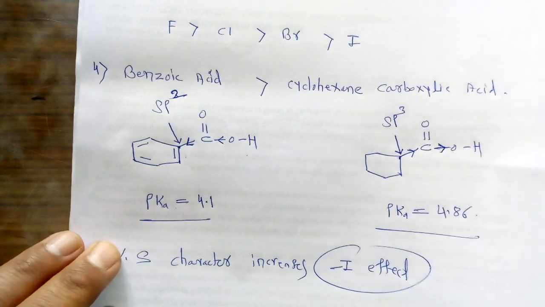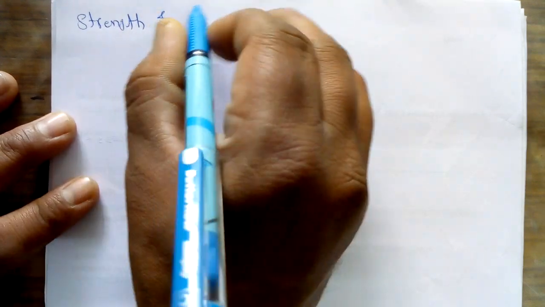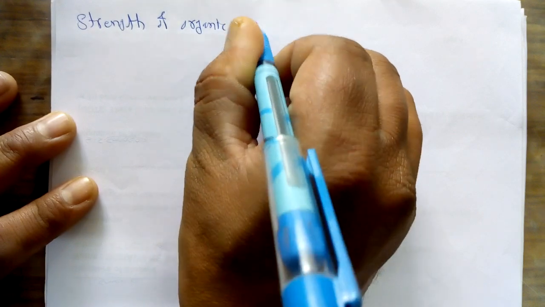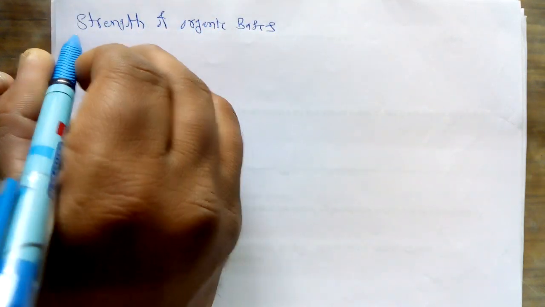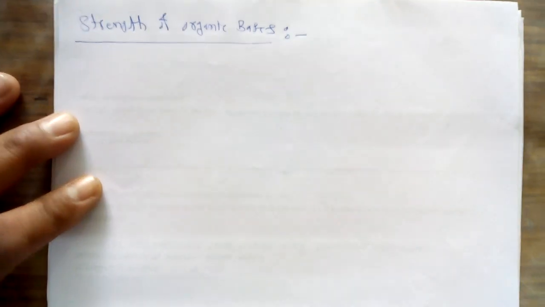Now once we have studied the strength of acids, we are interested in studying how these inductive effects affect the next parameter of organic compounds, that is called the strength of organic bases. So we have to study now the strength of organic bases, and how the strength of organic bases gets affected by the inductive effect.